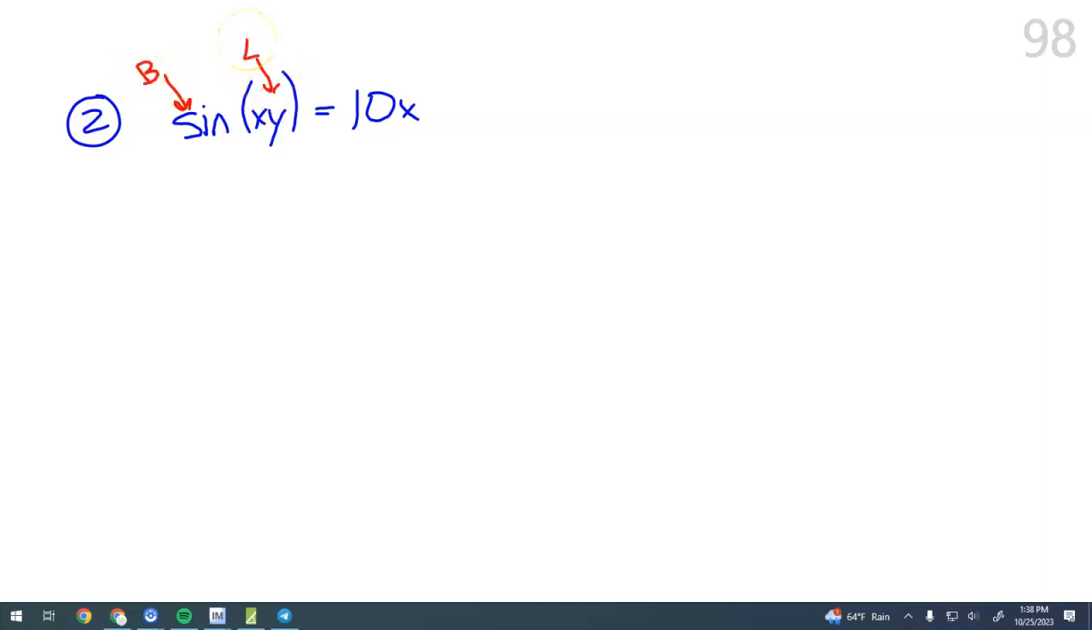The little guy is my xy. I take the derivative of the big. The derivative of the sine is cos. What do I do with the little guy? He just stays until I get to his level. So I did the big, I left the little guy alone, and now I multiply by the derivative of the inside.